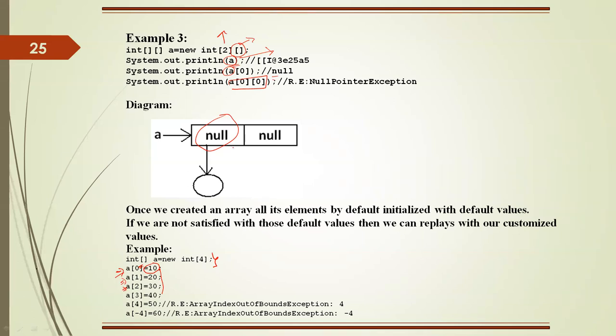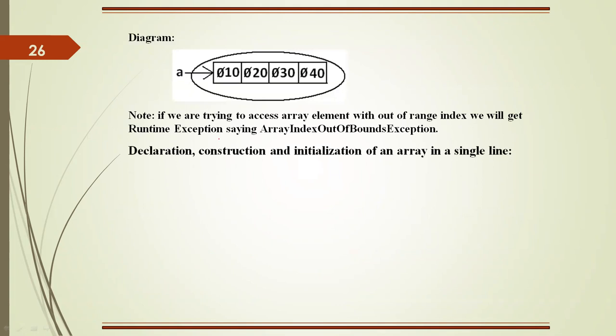So first, as soon as we gave 4, here we have 0, 1, 2, 3, that is 1, 2, 3, 4, because it starts from 0. As soon as we gave at the 0 position, 10 went. First, what was here? 0. Then 20 went, 30 went, 40 went. And 50 did not go, so at the 4th position minus 4 went. So the note point is that if we are trying to access an array element without the range index, we will get a runtime exception, array index out of bound exception.